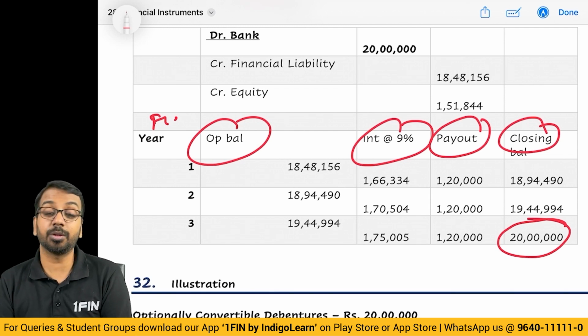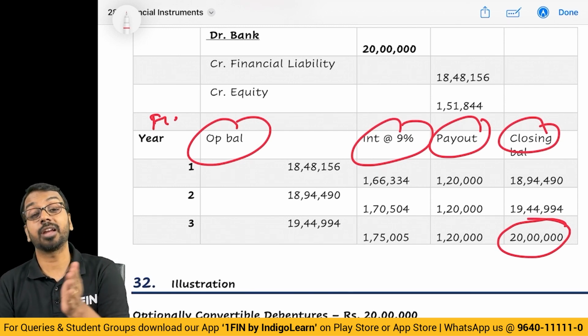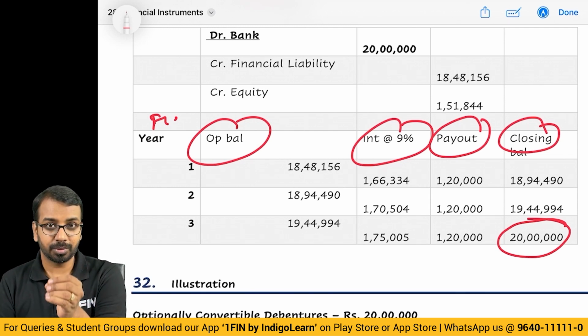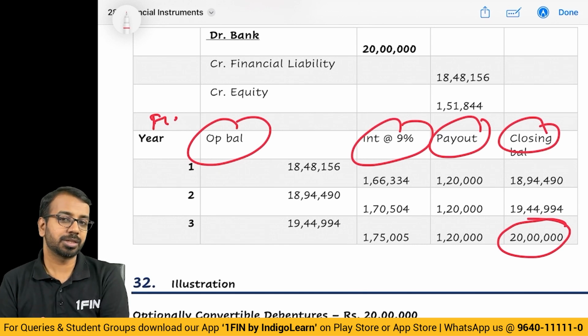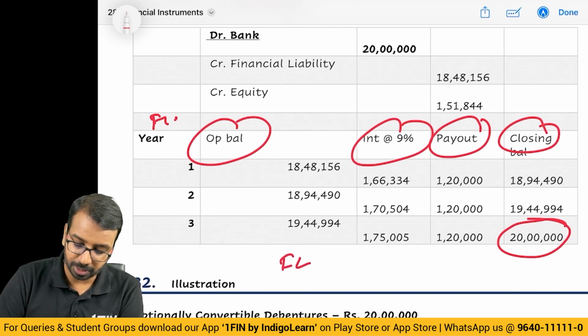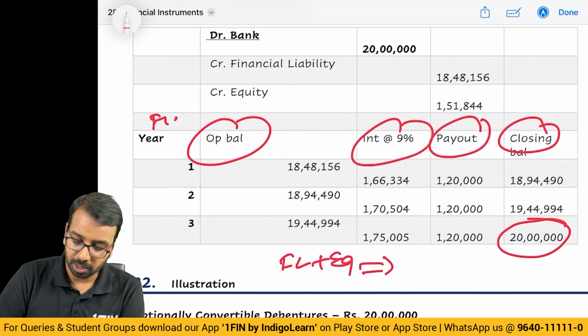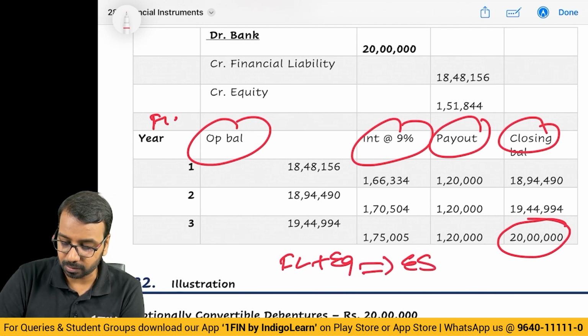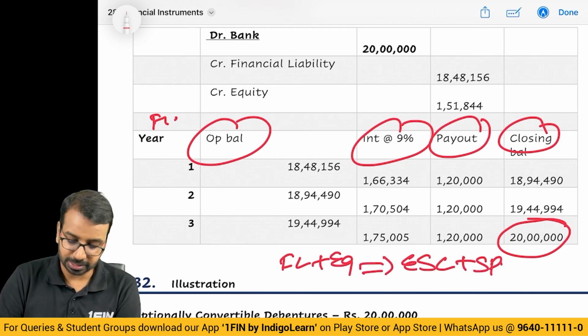Now at the end of the period or in between also, if at all the conversion happens, if the investor says I want to convert it, then what you will do is, whatever is the amount in financial liability plus whatever is the amount in equity, the equivalent of this you will transfer to equity share capital plus securities premium.